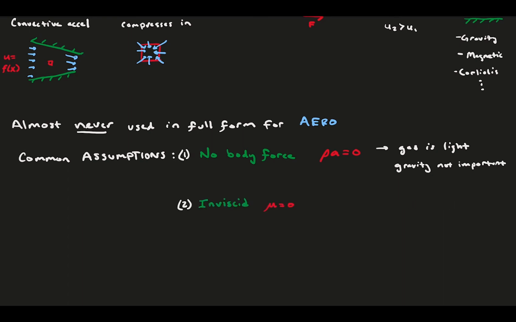Next, we assume the flow is inviscid. In aerodynamics, the forces on objects are mostly dominated by pressure forces. Thus, it is common to see the viscosity set to zero.